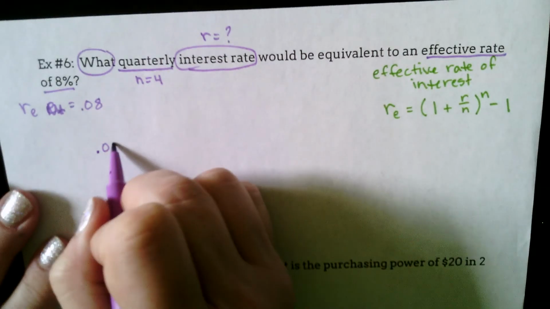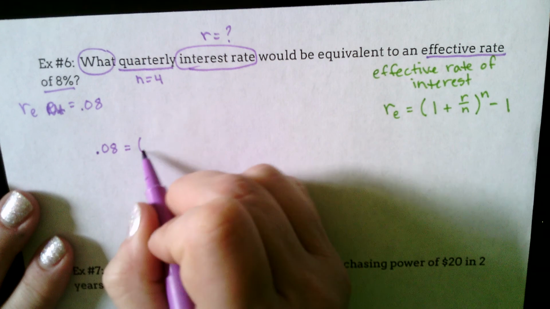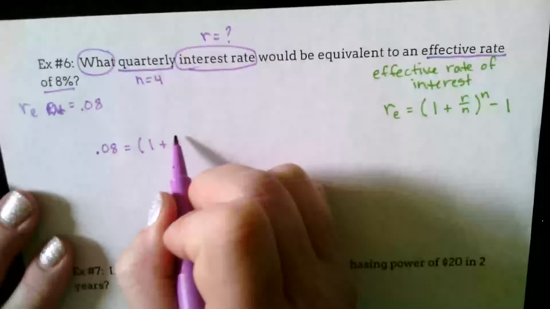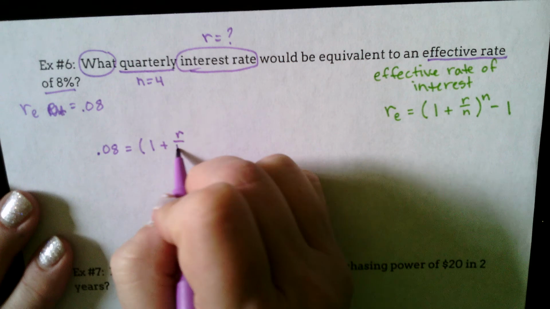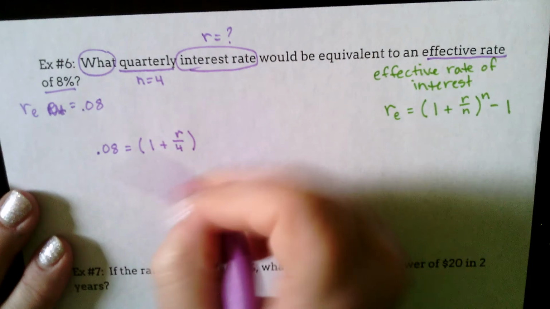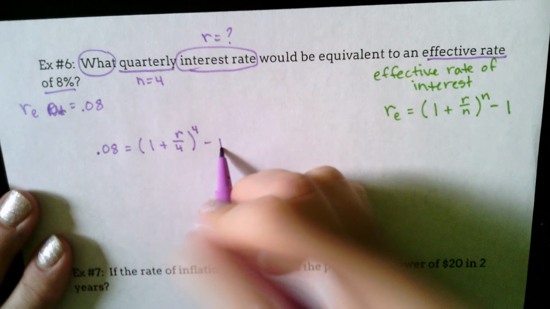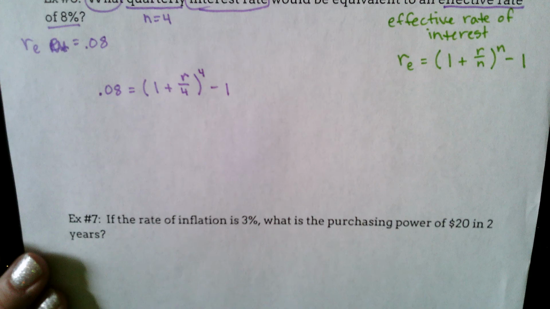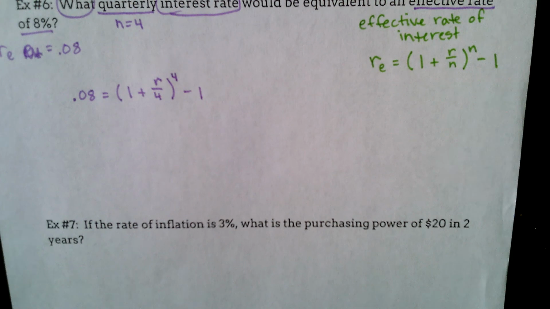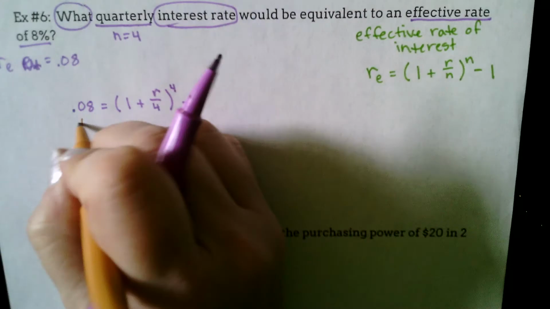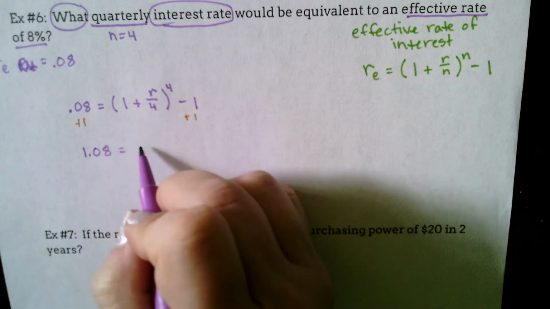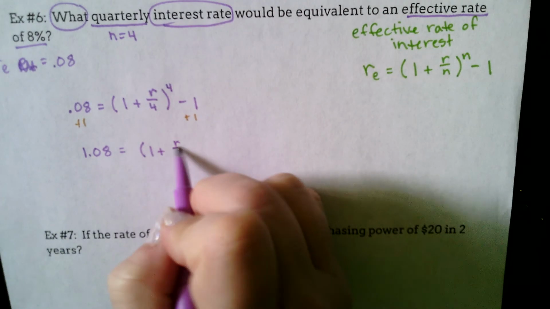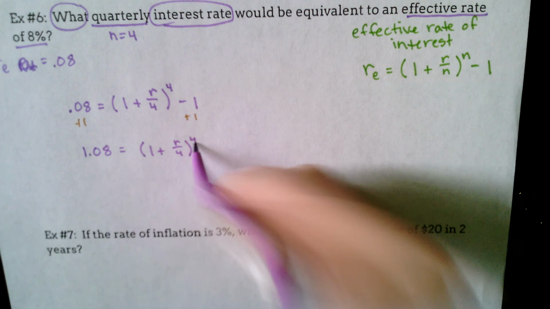So 0.08 equals, and then we've got 1 plus r, which we don't know, divided by n, which is 4, and then raised up to the power of 4, and then minus 1. So we're going to start this off by adding 1 to both sides. So we have 1.08 equals 1 plus r divided by 4 to the 4th power.